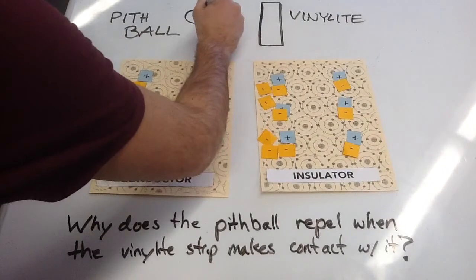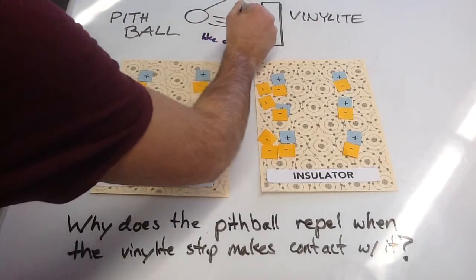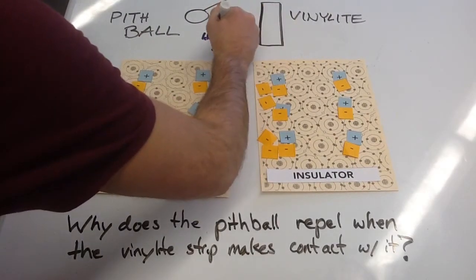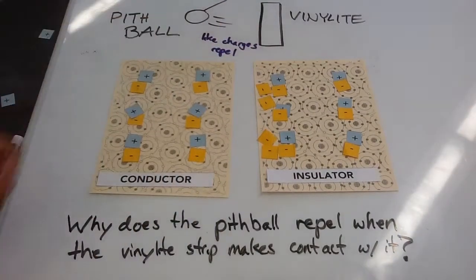And we know that like charges repel. So I know by the very end that these two objects would have to have the same charge in order for them to repel. All right, so let's see what happened here.